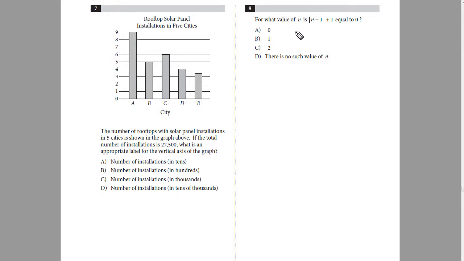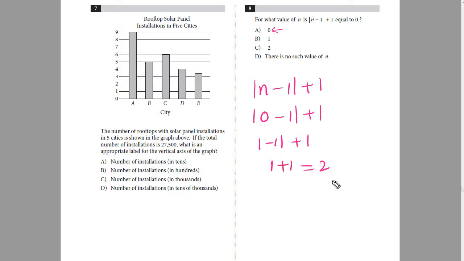Question number 8. For what value of n is the modulus of n minus 1, plus 1, equal to 0? We have 4 options here. So what we will do, we will insert all the values into n, and let's check if the answer makes it equal to 0 or not. So let's put 0. In n, let's put 0. So 0 minus 1 plus 1. So 0 minus 1 is minus 1. The modulus of minus 1 is 1. So 1 plus 1, it will make up 2. So it is not equal to 0.